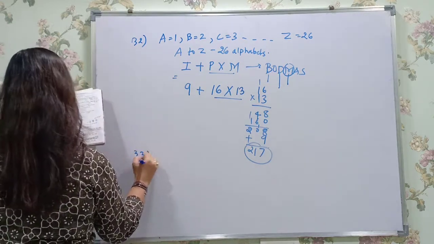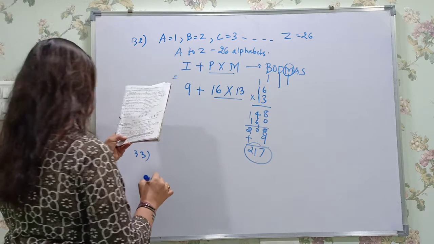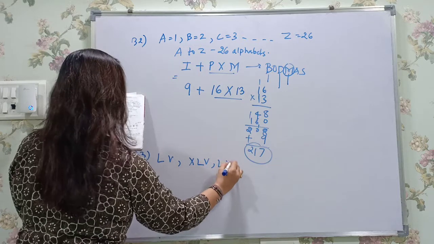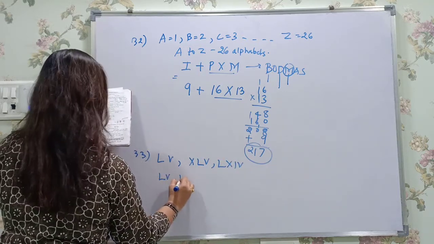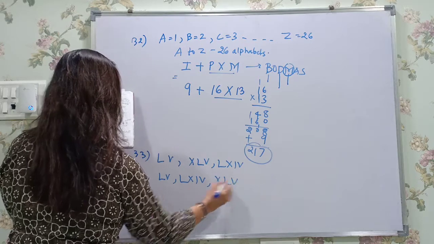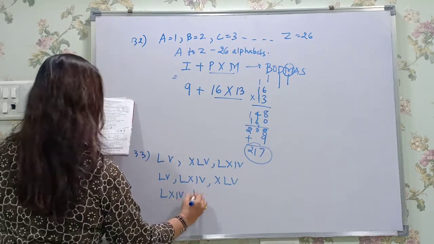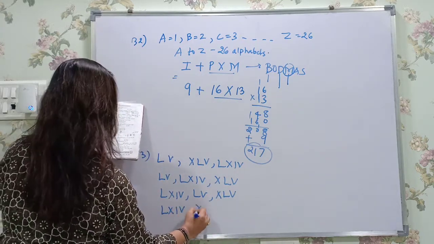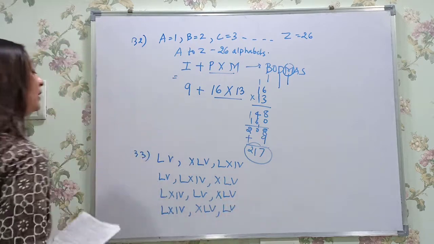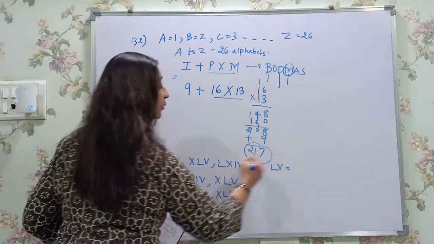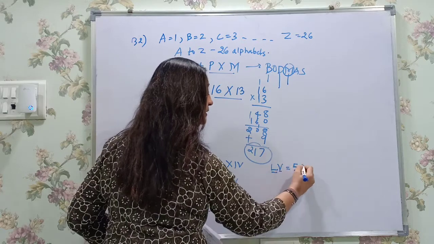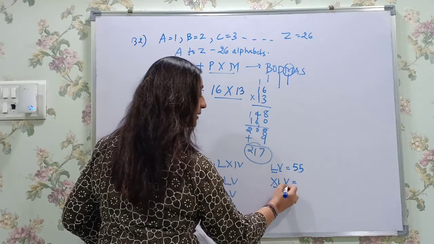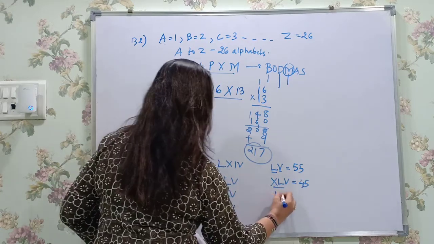Sum number 33. In which of the following are the Roman numerals in descending order? Okay. We have LV, XLV, LXIV. Second is LV, LXIV and XLV. Third is LXIV, MV, LV and XLV. And the last is LXIV, XLV and LV. Okay. Now, what is LV? First of all, let's find out what is LV. L is 50 and this is 5, so this is 55, right? Now, XLV is what? XL is 40 and this is 5, so this is 45. And LXIV.